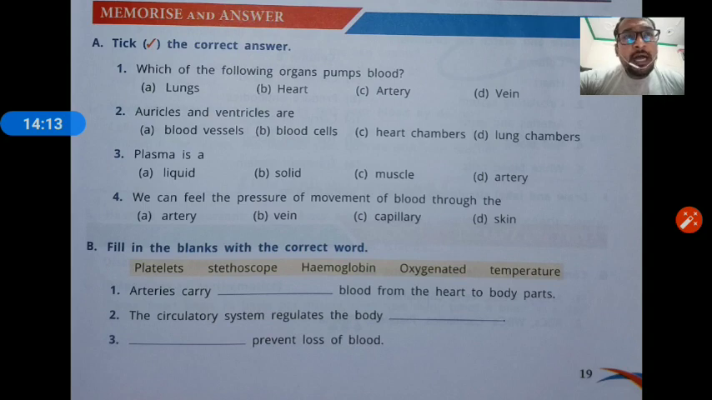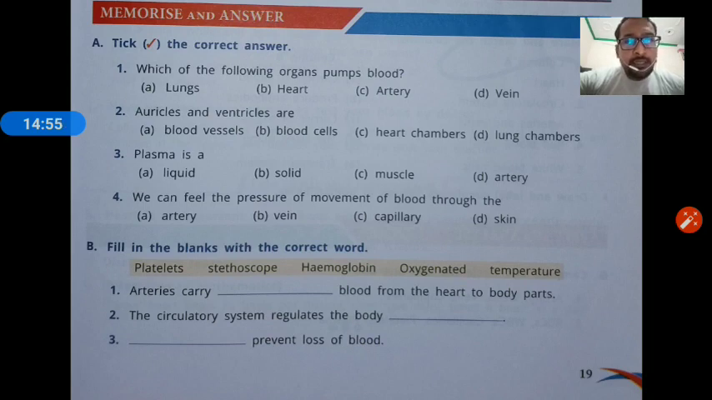You are right. Heart. The heart is the organ which pumps blood. Number 2, auricles and ventricles are what? They are A. blood vessels, B. blood cells, C. heart chambers, or D. lung chambers. So what are they? Are they heart chambers? Yes. Left auricle, left ventricle, right auricle, right ventricle. So there are the 4 heart chambers. Okay. So this is the answer.